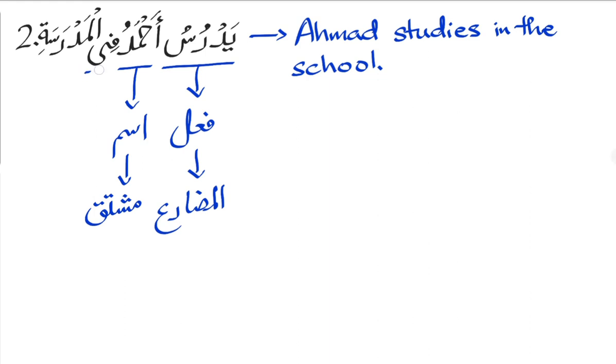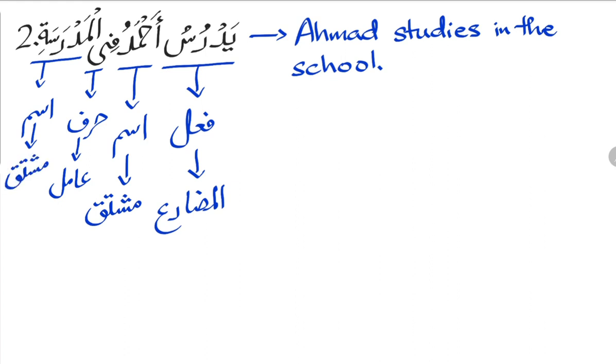Next we have fi. Fi is a particle, it's a harf. And it is an amil harf, meaning a causative particle. It's actually supposed to be al-amil, but you could also say amil without the alif lam. And finally, the last one is al-madrasa. Al-madrasa again is an ism, and it comes from the root word darasa, which means it's a derivative and it's a mushtaq. So there you have it. That's the second example.